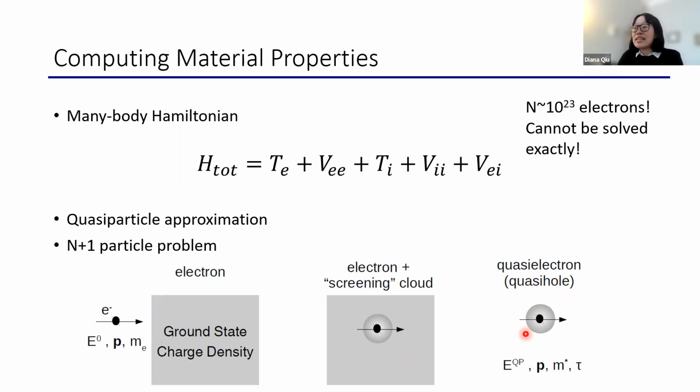Thus, if you treat this electron plus the screening cloud as a single fictitious particle, which we'll call a quasi-electron, you can actually describe this problem of n+1 interacting electrons as a single quasi-electron moving through free space, and this quasi-electron will have a different energy and effective mass than the original bare electron, and since it's not an exact eigenstate of the system, it will also have a finite lifetime.